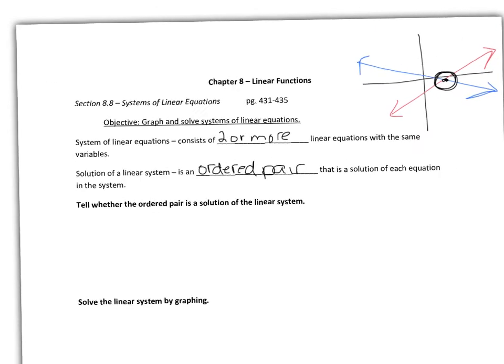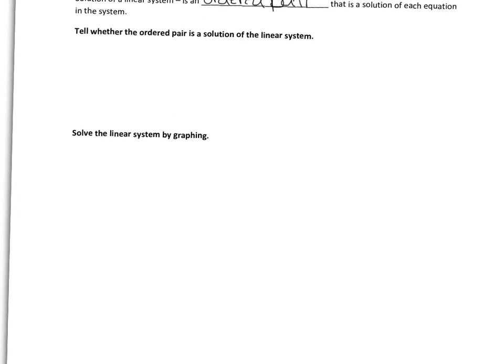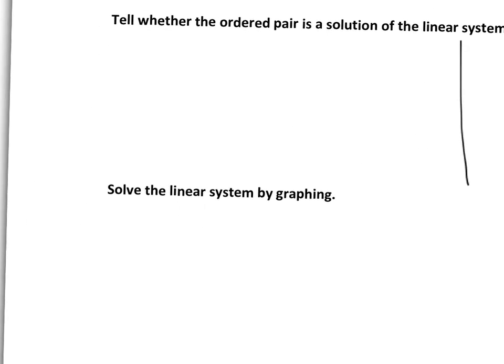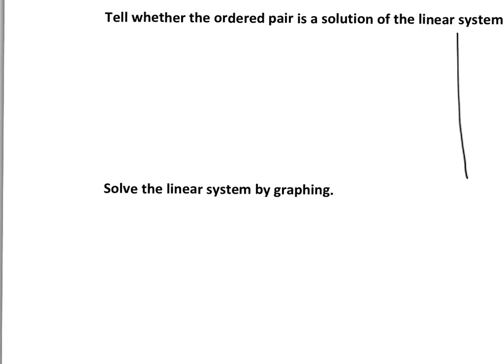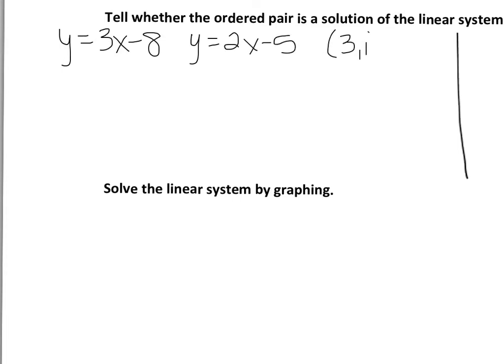Okay, so let's figure out how we even know whether an ordered pair is a solution to the linear system. So I have my system, y equals 3x minus 8 and y equals 2x minus 5, and my point is 3, 1. Now the definition for the solution to a system of linear equations is that it is a solution for both equations. Now remember, this 3, 1 is an x, y.